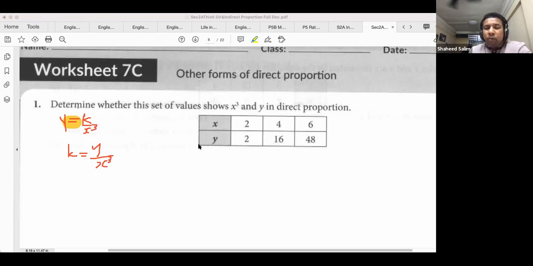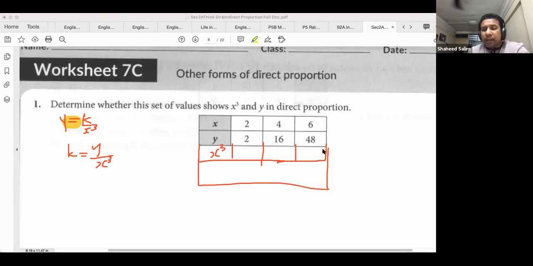So you need to find out what is x to the power of 3 first. You open up here, you find out now, x to the power of 3. And then you need to find out what is K. You know what to do? Can you find what is K? You find out what's x cubed first. You tell me, okay, we do together. This one is how much?